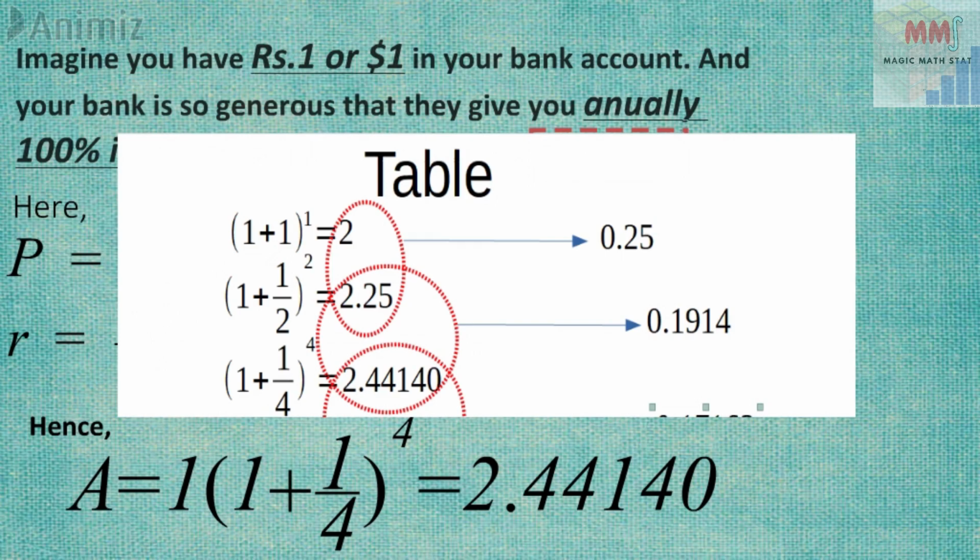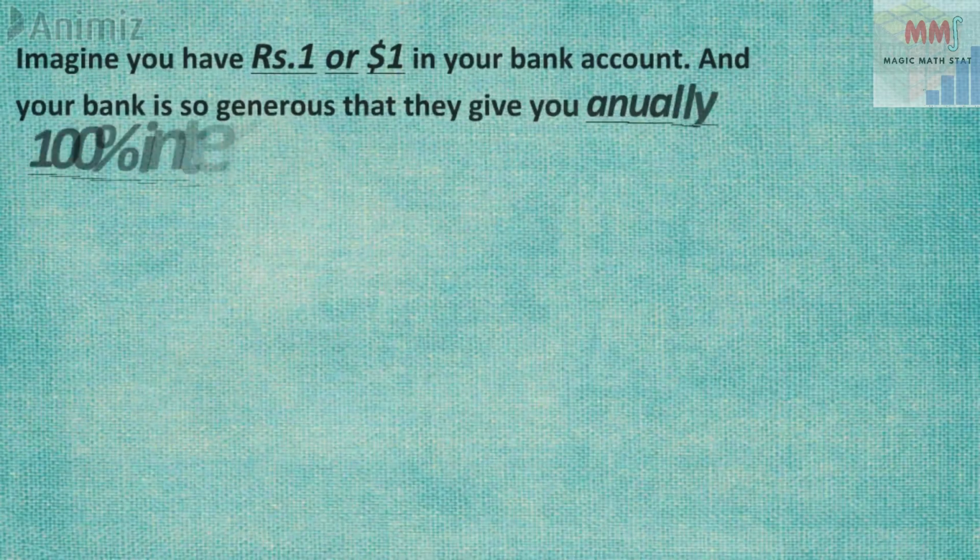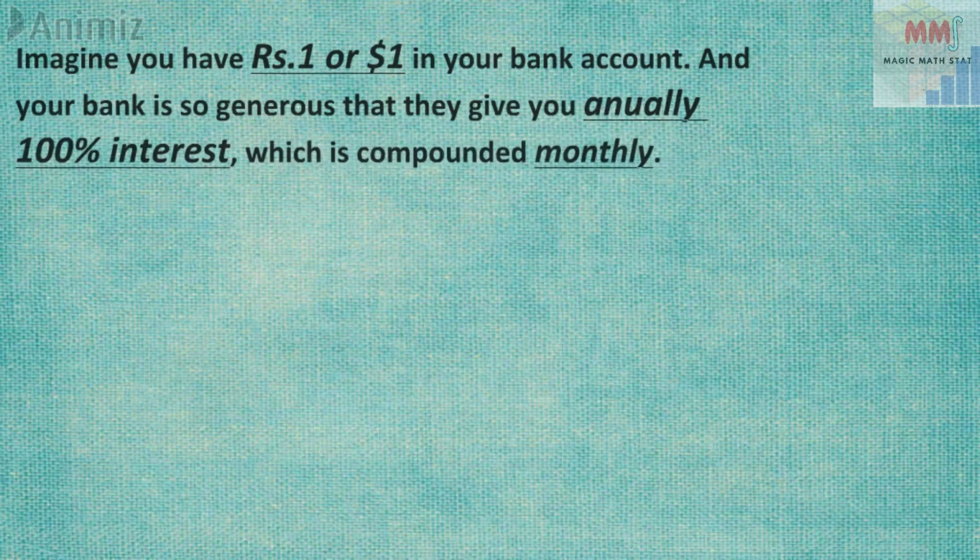Now I will modify it further. The initial amount again stays the same. The annual interest is 100% again, but now the interest is compounded monthly. So one time period is made of 1 month. That means a year will have 12 such time periods. So P equals 1, that stays the same.